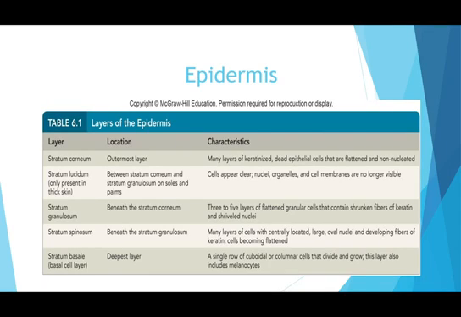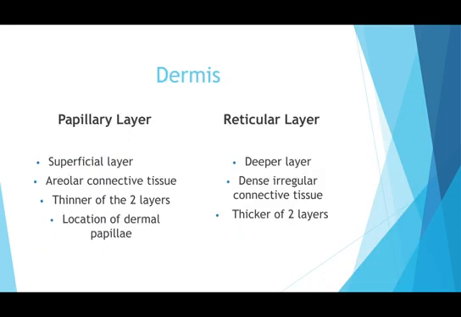Then we move on to the second layer, which is going to be the dermis. It contains 2 layers, the papillary and the reticular. The papillary is more superficial, areolar, thinner, and the reticular is deeper, more dense, and much thicker. So these are the 2 layers. I'm going to bring this picture back up when we discuss the third and final layer.